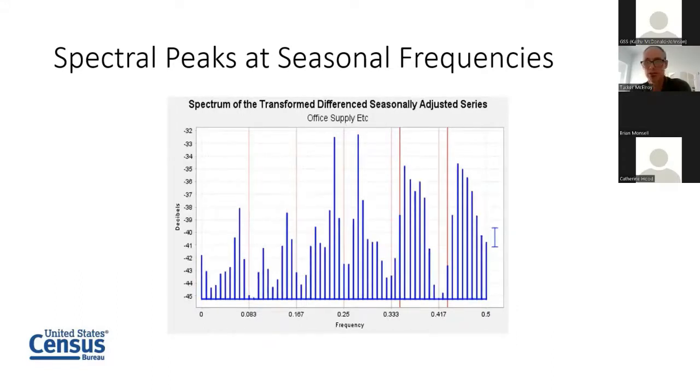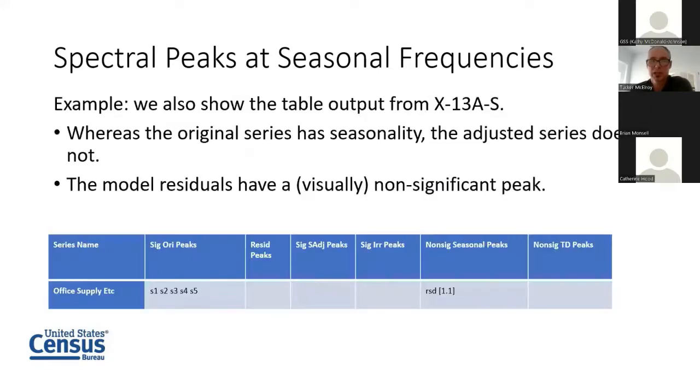On the other hand, this is for the seasonally adjusted series, and now at those seasonal frequencies marked with pink lines, we see that there's not a peak anymore. That's consistent with the idea that the seasonal adjustment has been adequate. I should be wrapping up real soon. There's also table output here, which tells you that the first 5 peaks are visually significant. The residuals have a really weak peak, and so that's marked there.